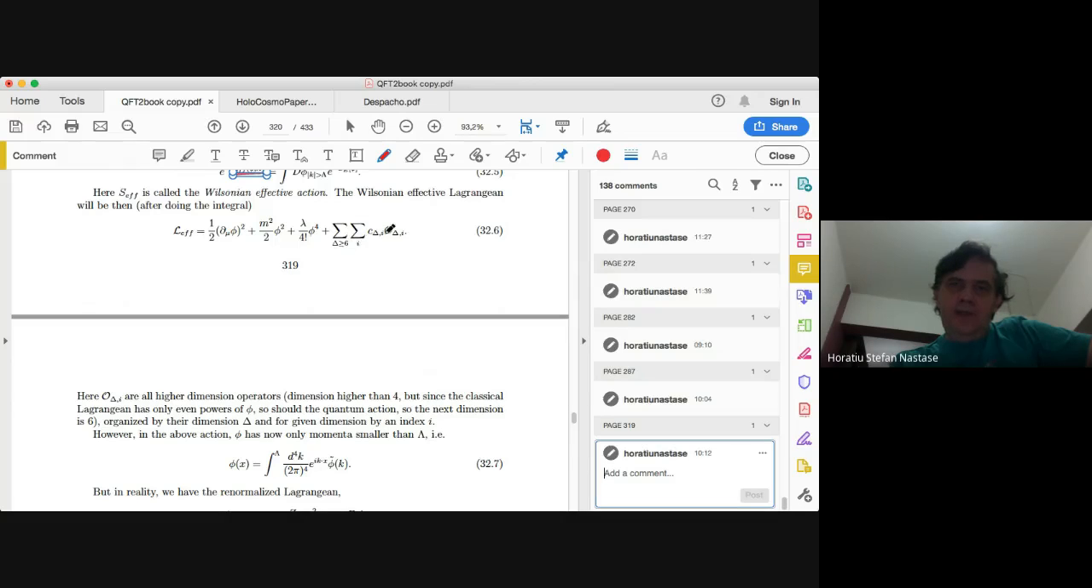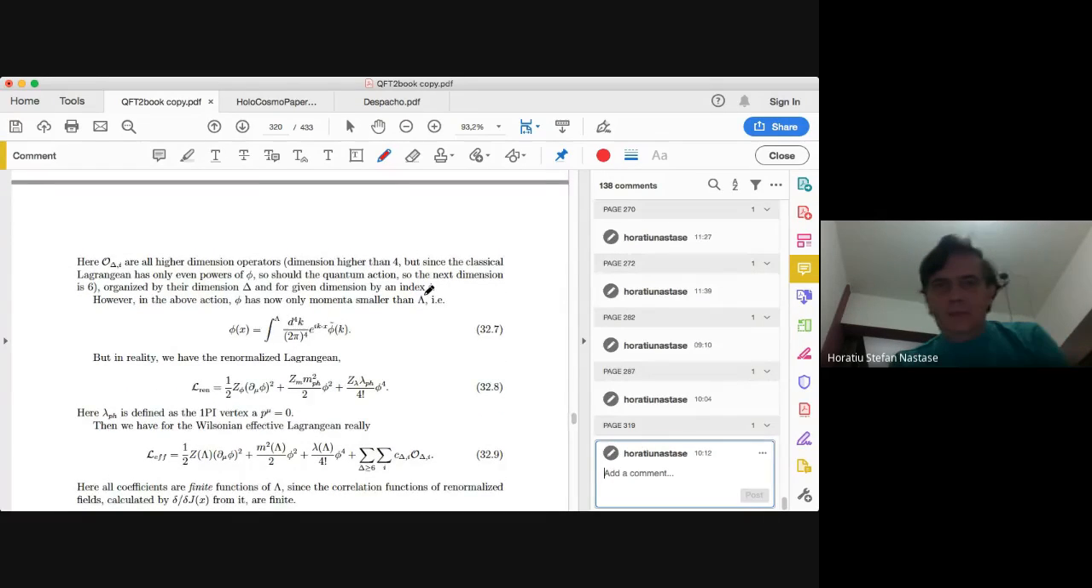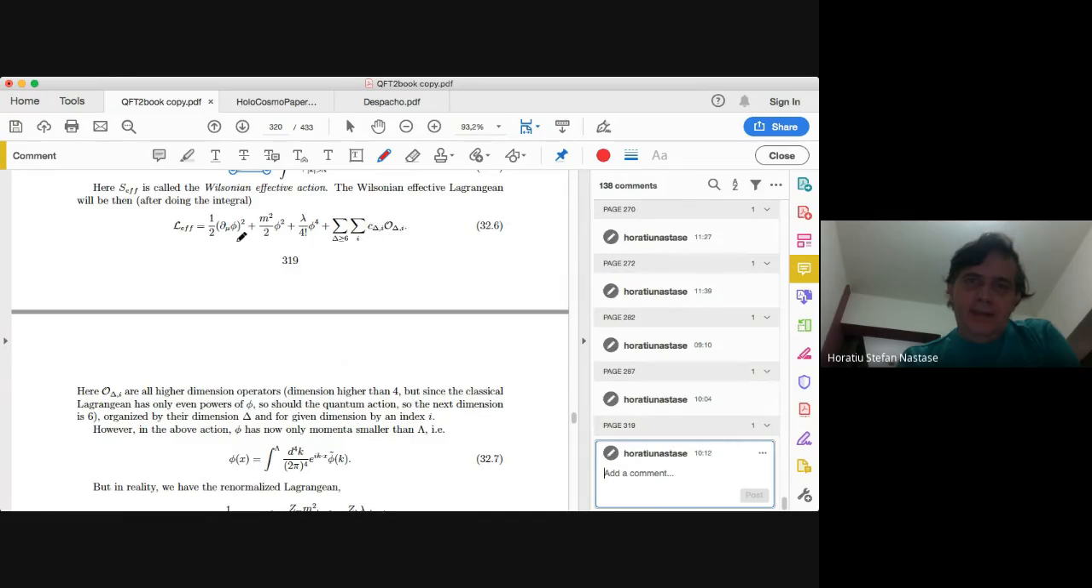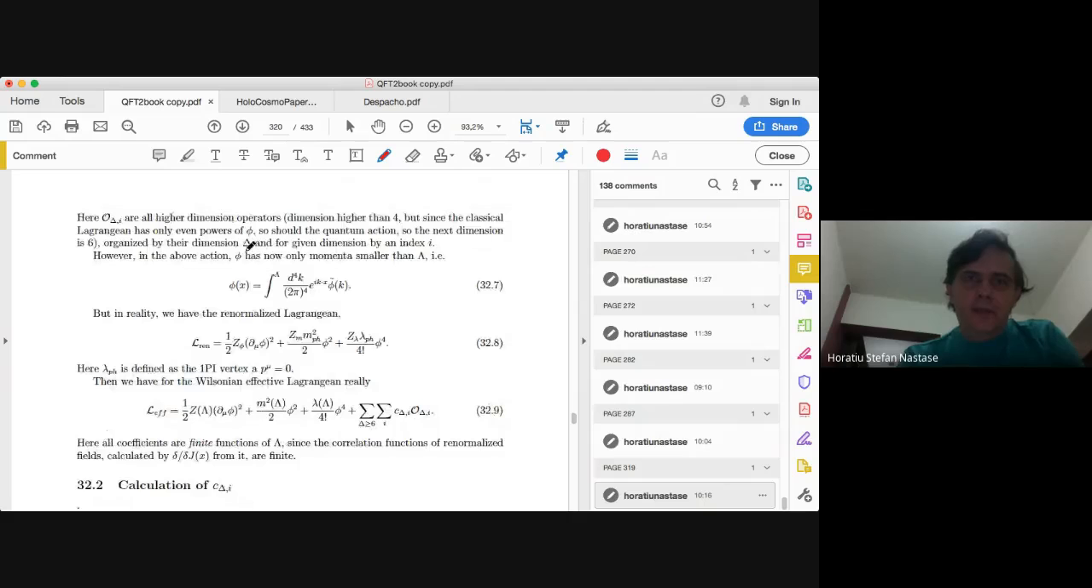So dimension delta greater or equal to 6, and then these coefficients will be constants, but constants with dimension, because the Lagrangian itself has to have dimension 4. So the constants in here will have negative dimension, will be 4 minus delta. All right. However, as we said, in this effective action, the momenta have to be smaller than lambda. So when we do the Fourier transform, writing phi of x as integral dk e to the ikx phi tilde of k, k is integrated only up to lambda.